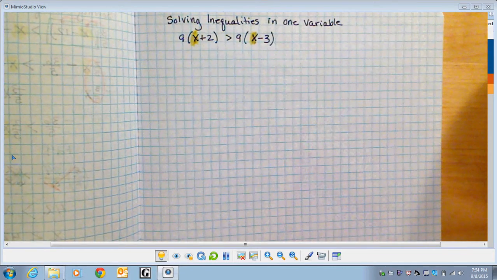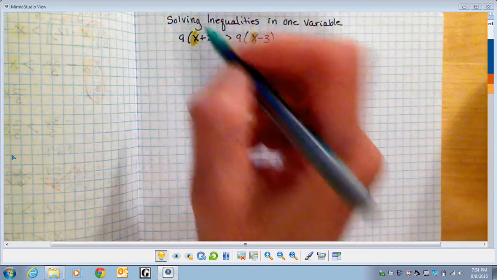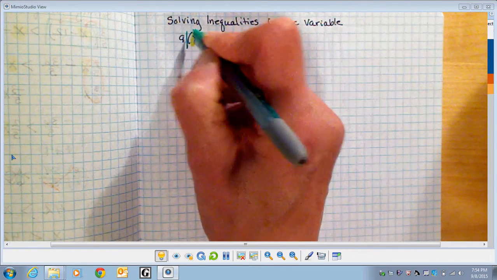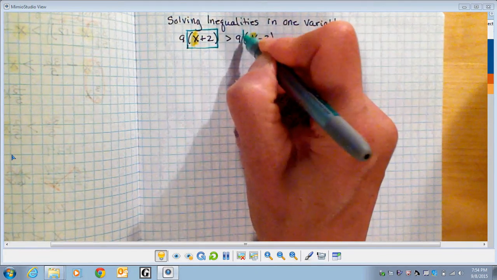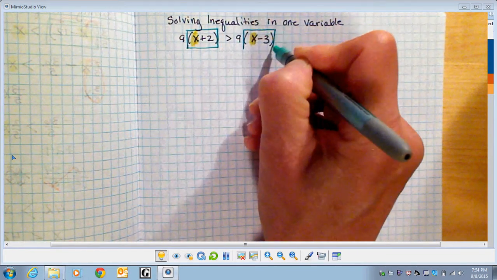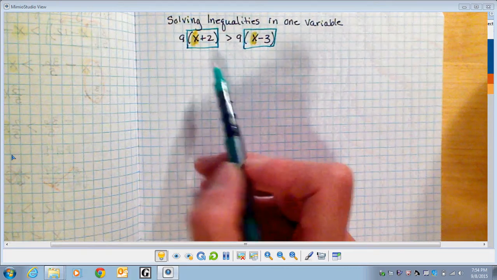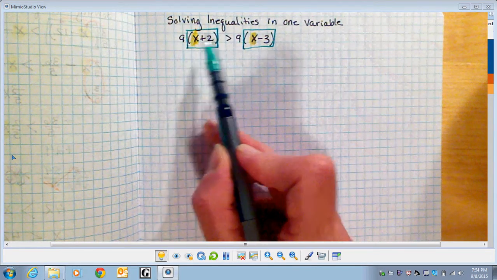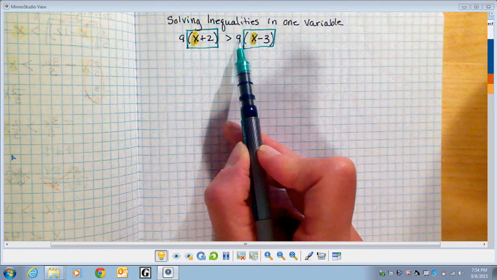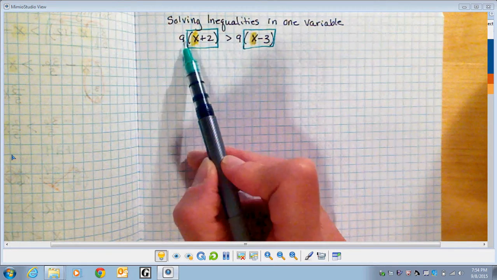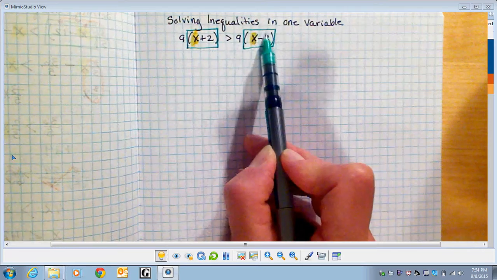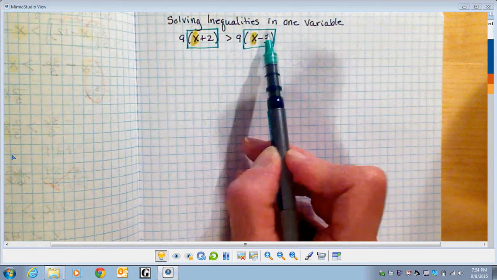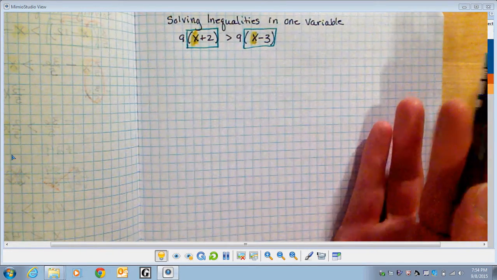Because x is inside the parentheses, like I mentioned in a previous problem, I consider that x to be in jail. So we have to get rid of what's happening on the outside. In the previous problem, I showed you that you could distribute that in. In this case, we would have to distribute that in both sides. That's more work in this case.